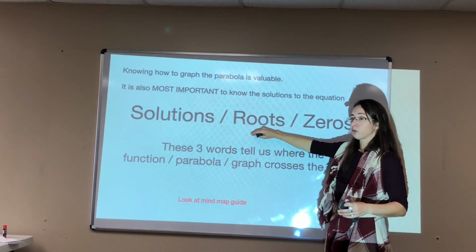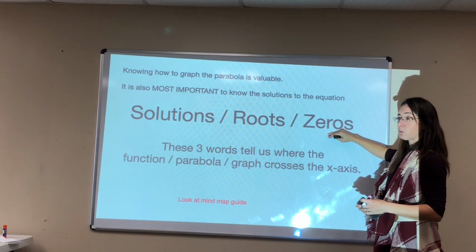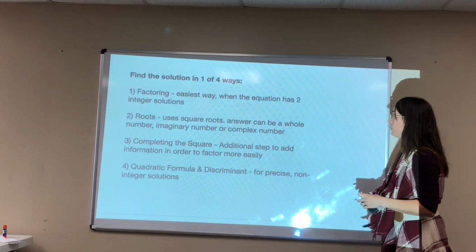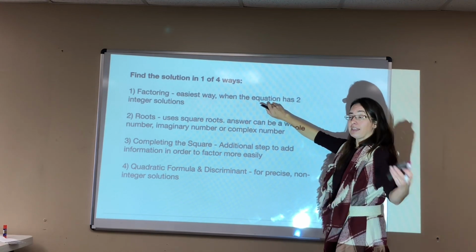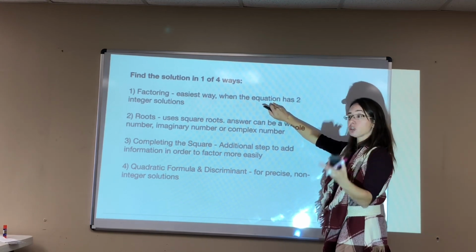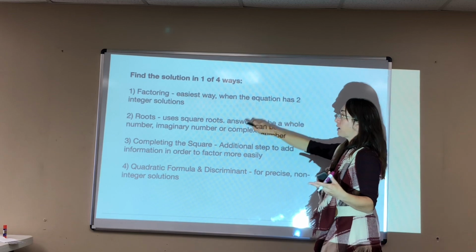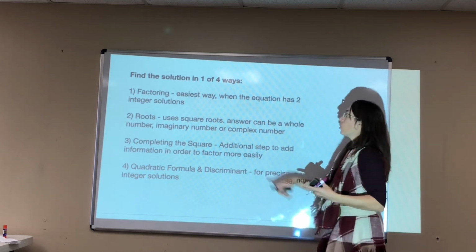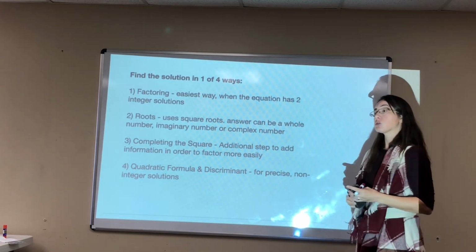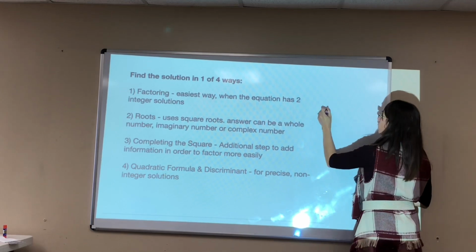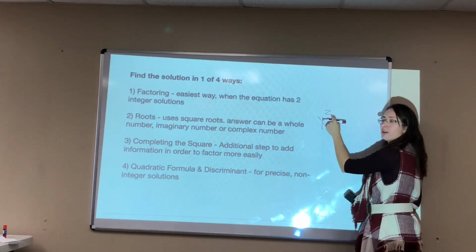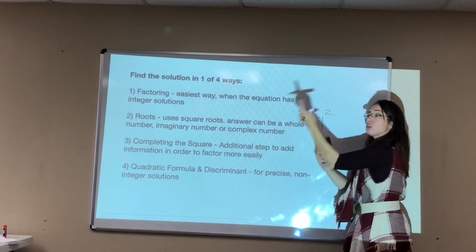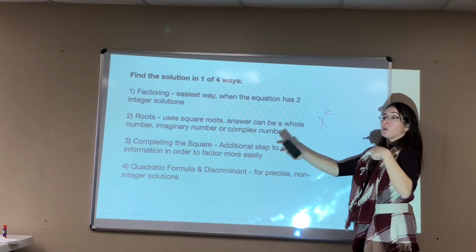Solutions are called the roots. They're also called the zeros because y is equal to 0. Okay? So, factoring, the easiest way, gives us the two solutions. Roots is whenever we're going to take a square root. Why would we take a square root? Because our equations are all squared. So to undo a square, we have to do the roots.